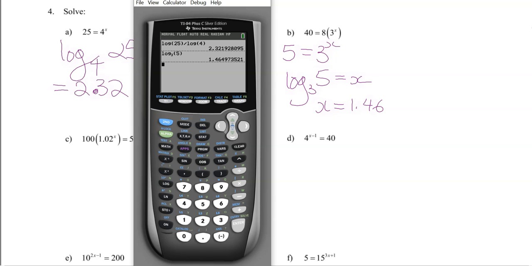So the problem, if you don't divide both sides by 8, is that you've got 8 times 3 to the x. You can't just write that as a log, because you've got that 8 in front. So what would happen here, the thing you're never going to do, is you would take the log of both sides.